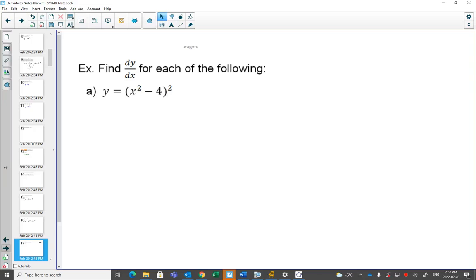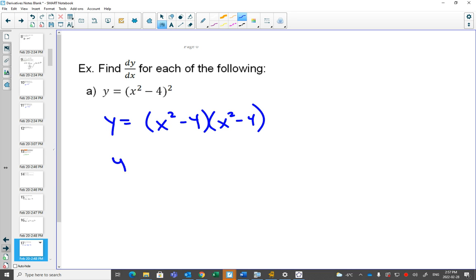How can we manipulate this so it does fit our rules? Well, squaring means multiply by itself. If I multiply this all out, x squared times x squared, I'd get x to the 4. Minus 4x squared would give me minus 8x squared. And minus 4 times minus 4 is plus 16. So by multiplying it out, I now have individual powers that are being added together.